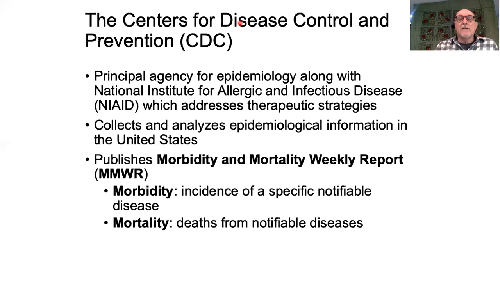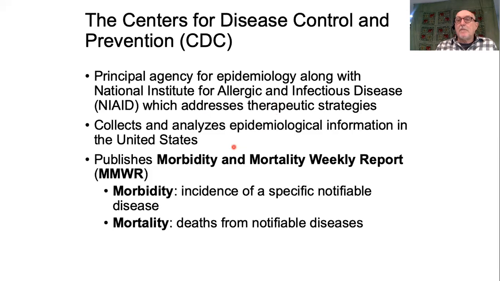It acts in coordination with this institute, the National Institute for Allergic and Infectious Disease, NIAID, and that is where the famous Dr. Fauci works. So the Center for Disease Control and NIAID, together, they are our principal repository of immunological knowledge, and they are responsible for collecting and analyzing all the epidemiological information. And then NIAID in particular makes recommendations for therapeutic responses, etc.